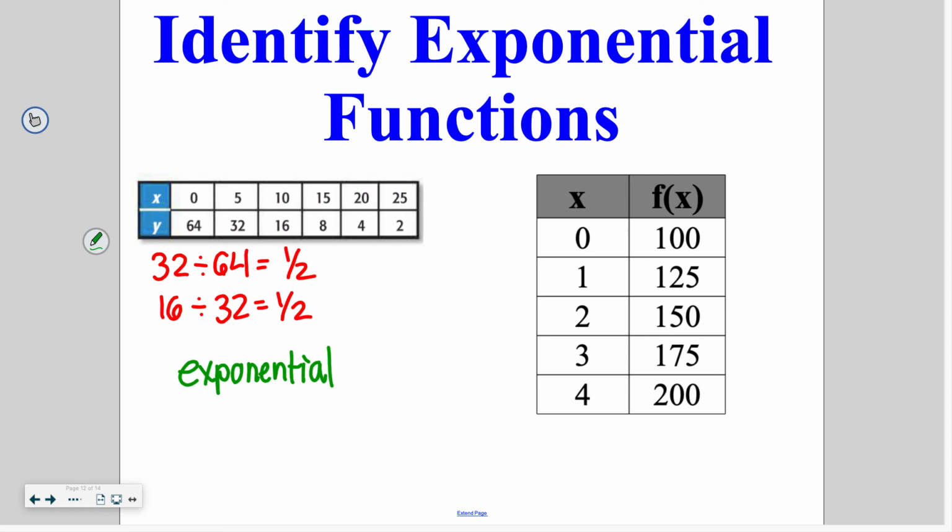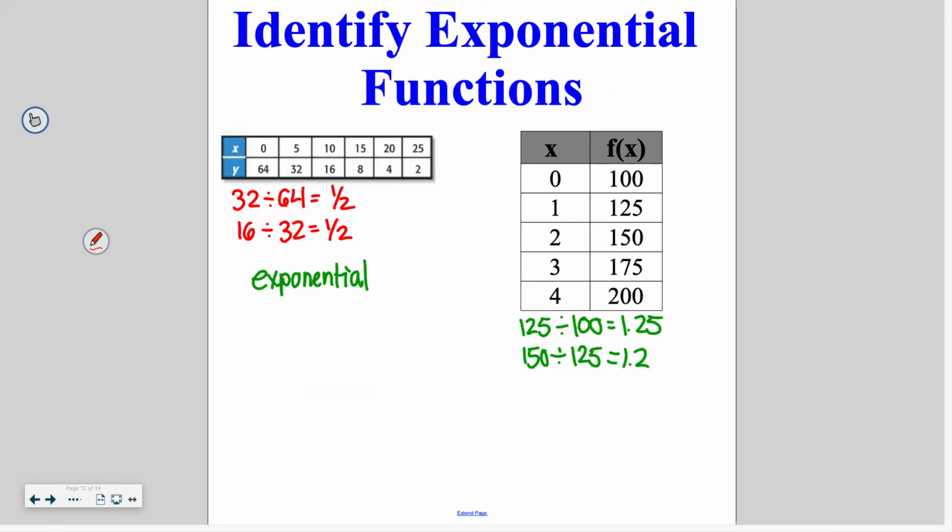If we come over here to the other chart, we're going to start by doing 125 divided by 100, which is going to give me 1.25. Then I'm going to go to the next one, which is 150 divided by 125, which is going to give me 1.2. So notice that ratio doesn't stay constant.